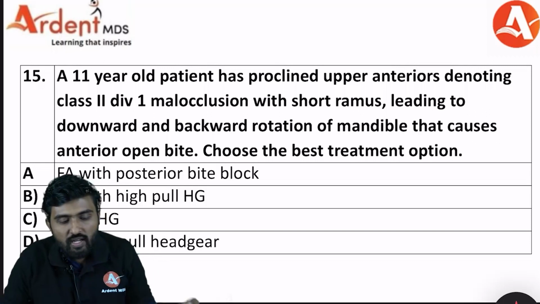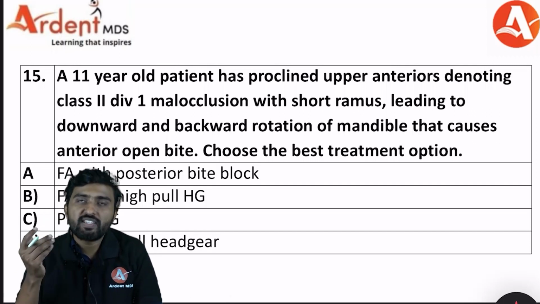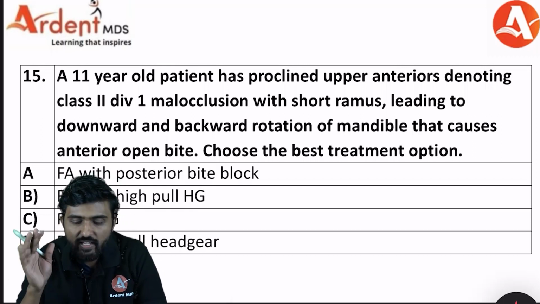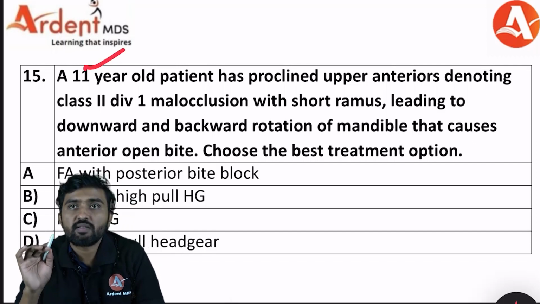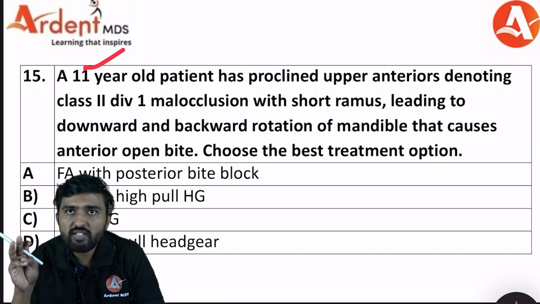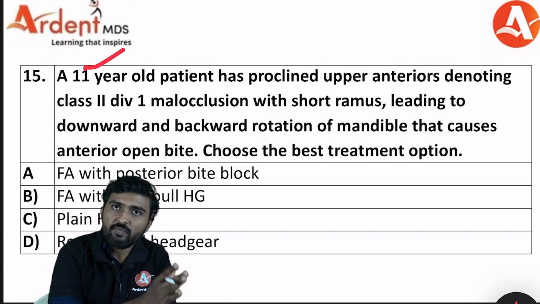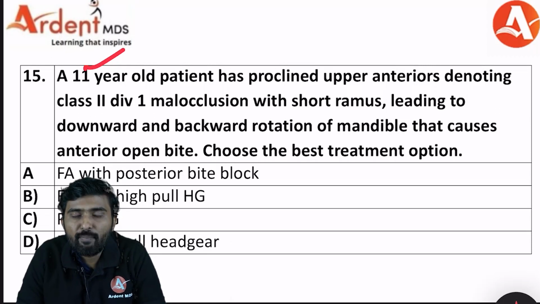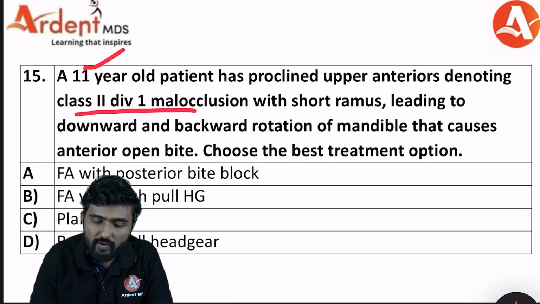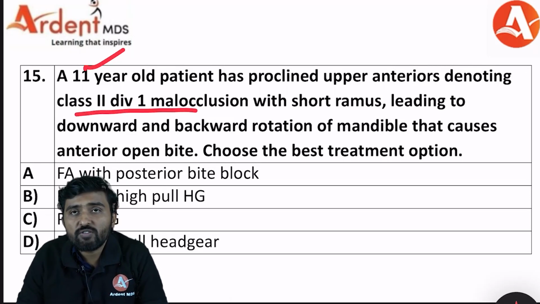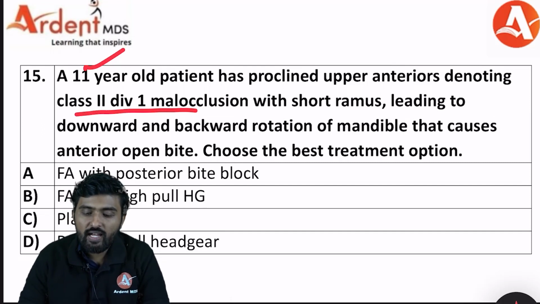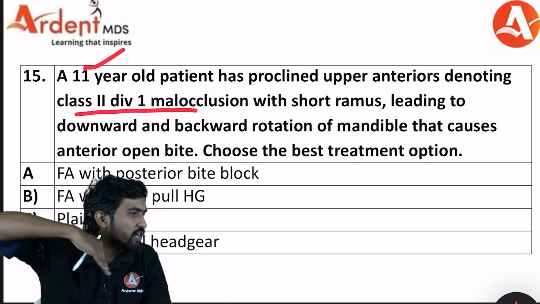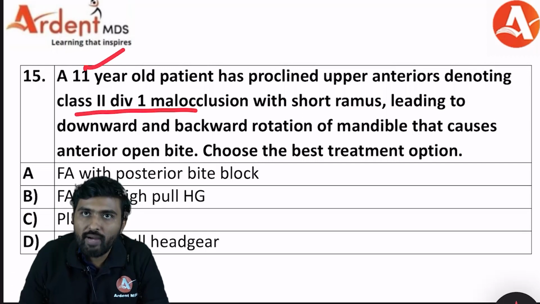Question number 15. Again, a clinical scenario where I always say look for the clues in the question, like age and growth parameter. The patient is 11 years old, which means the patient is in a growing stage, so no orthodontics and no orthognathic surgery. We have to pertain to functional dentofacial orthopedics. This 11-year-old patient has proclined upper anteriors and class 2 division 1. And not only that, the mandible is short.